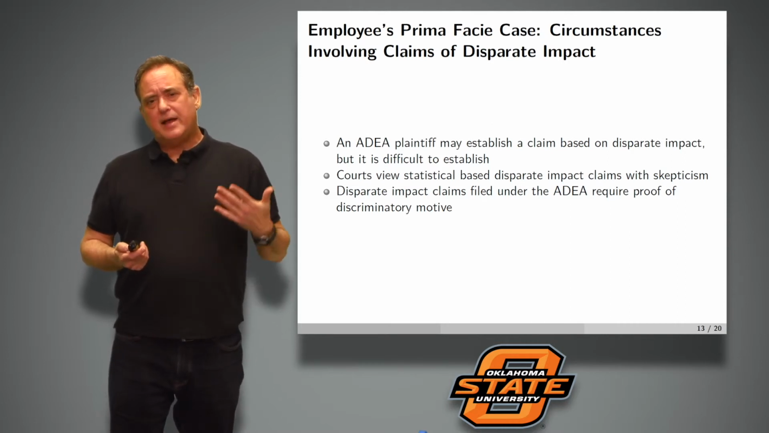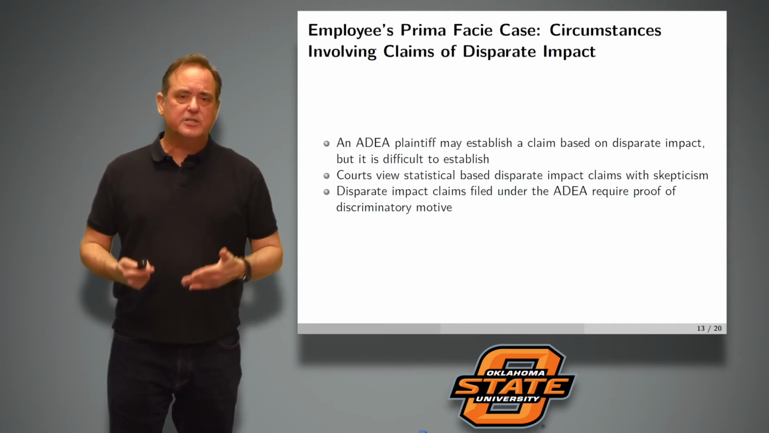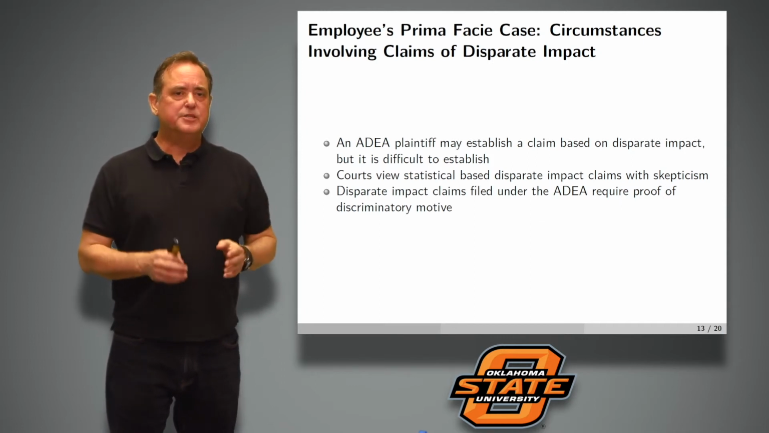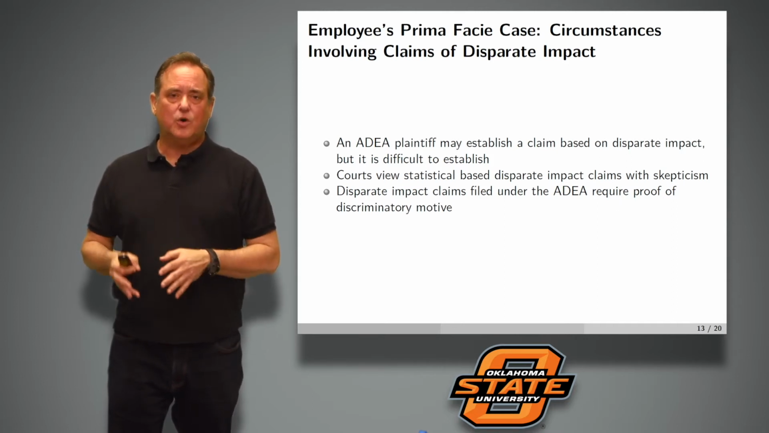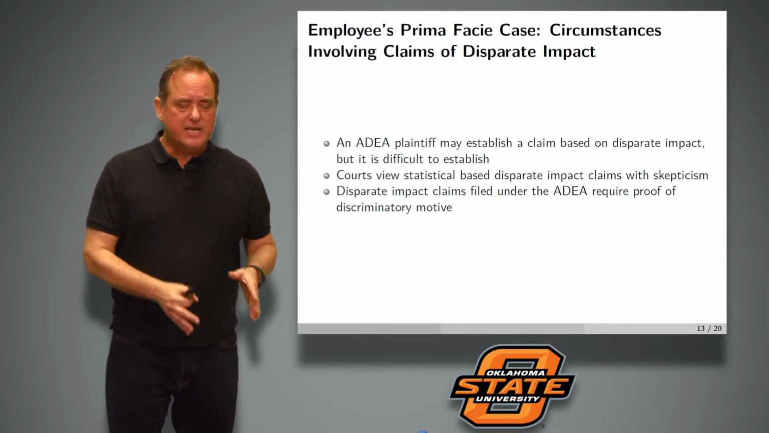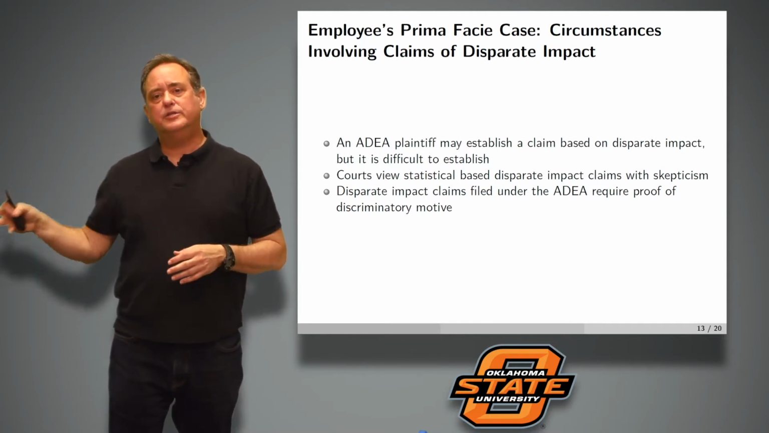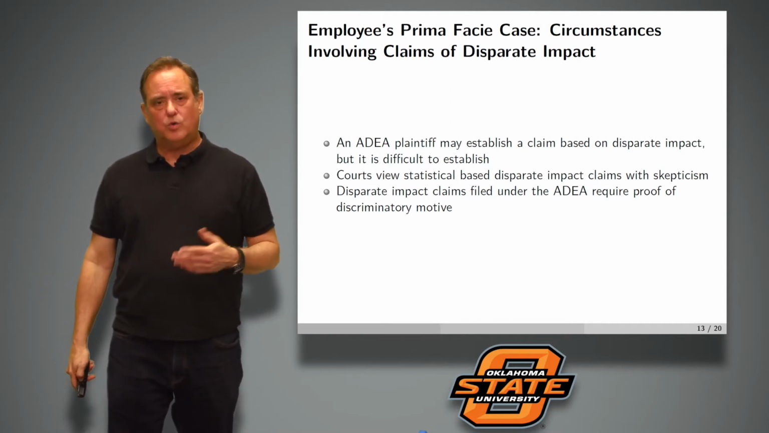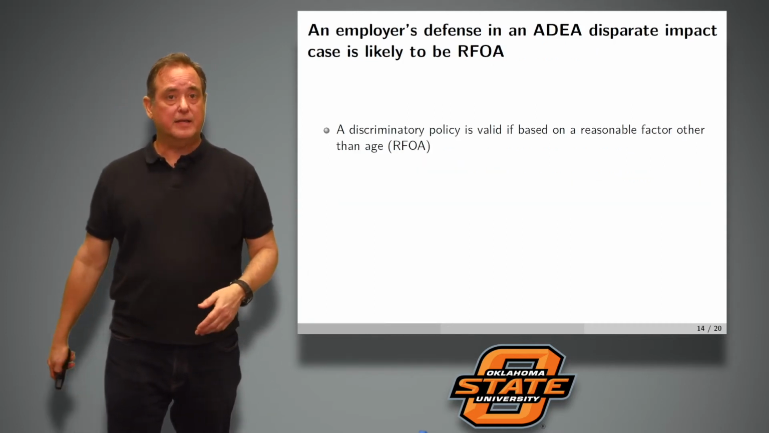Furthermore, disparate impact claims require that intent, meaning you have to establish a discriminatory motive. This policy was put in place to discriminate against older workers. This facially neutral policy was put in place only to harm older workers. So you have to prove intent even on a disparate impact claim.